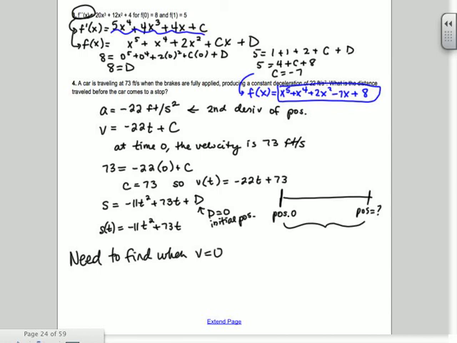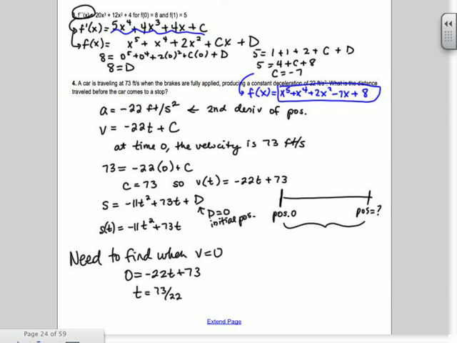So go back to your velocity equation. So I get 0 equals negative 22t plus 73 and solve for t. So it ended up being 73 over 22. I need my calculator. It's not very nice.